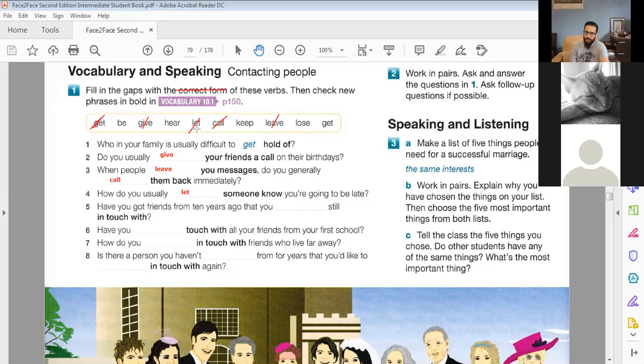Let me circle them. So he, here, keep, lose, get. Yeah, but be, do we use it like be, or I mean we mean verb to be here. It doesn't mean you have to use it, because remember the question says fill in the gaps with the correct form. So this means you might need to change the form of the verb.